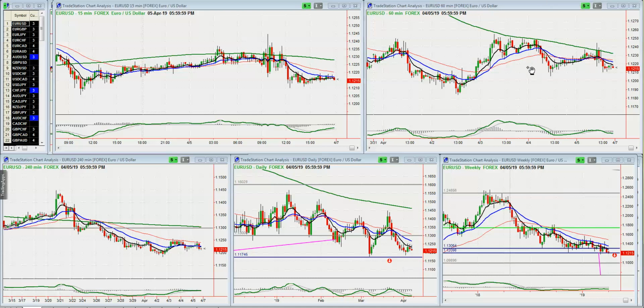Everyone, this is Gabriel. So this is the top-down analysis for the next week. Let's start with the euro dollar.